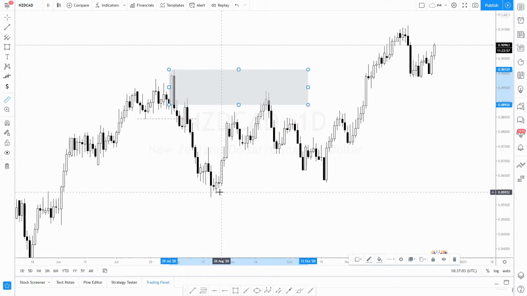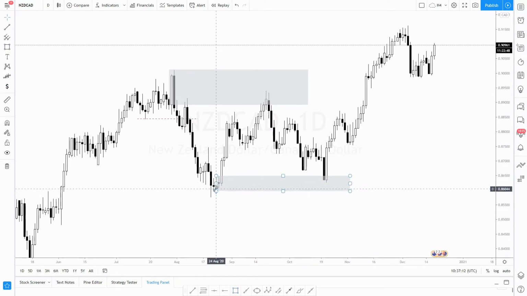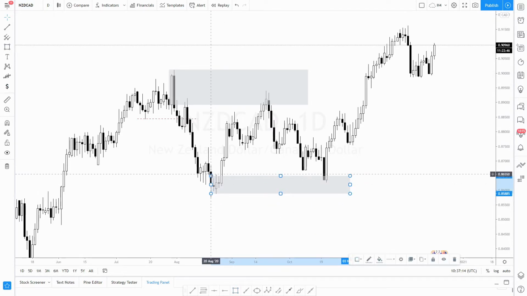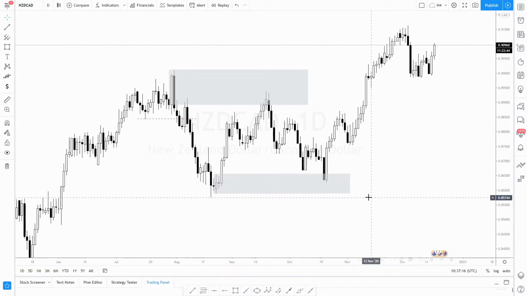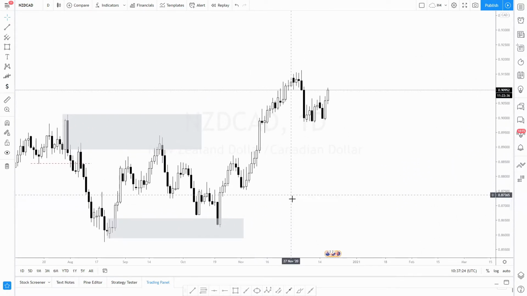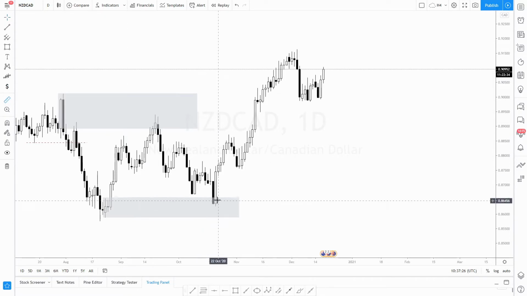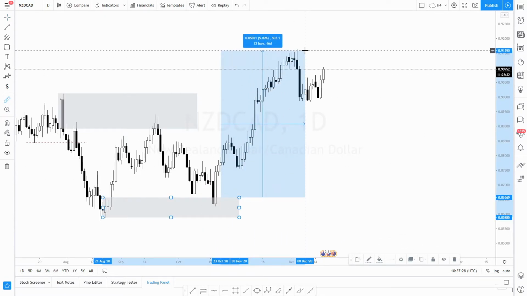So again, we had another one here. As you can see, there's an impulsive move upwards. We had a pause in the market, but I probably would have done the whole area like this, and then it's tapped it. We had a support right here, it's tapped it, and then up we go. What, 500 pips?